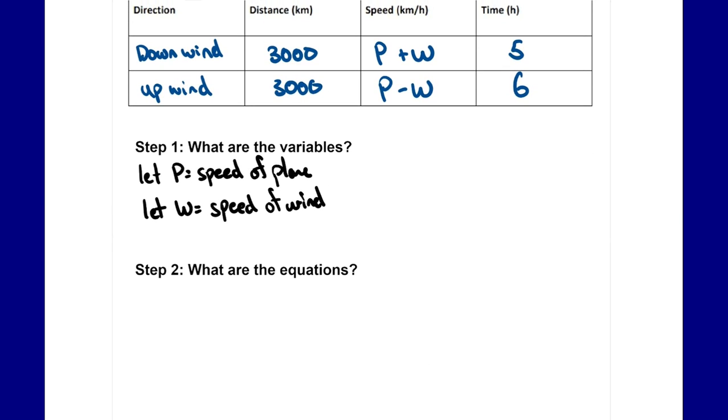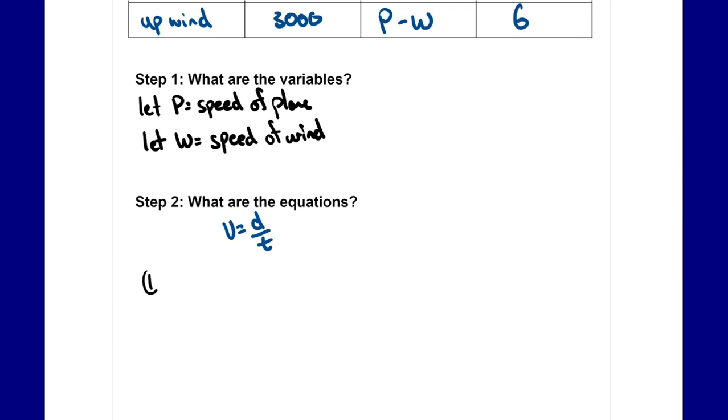Now we need to come up with two equations. Our equations are going to focus on velocity equals distance over time, because that means I'll already have isolated for my variables. My variables will already be alone. Now they might not be isolated for a single one, but it does give us a good starting point.